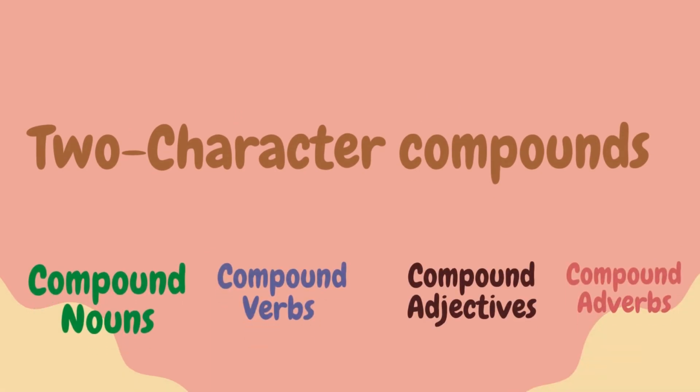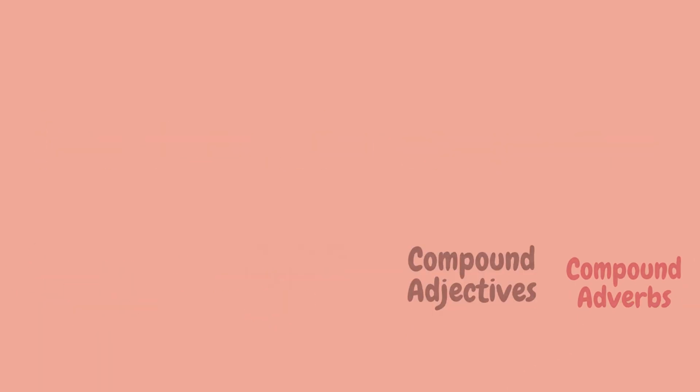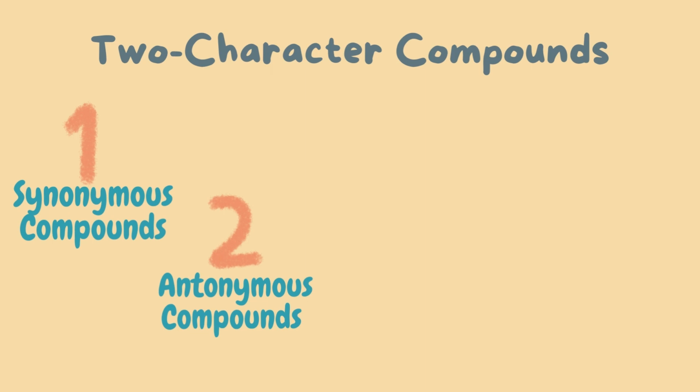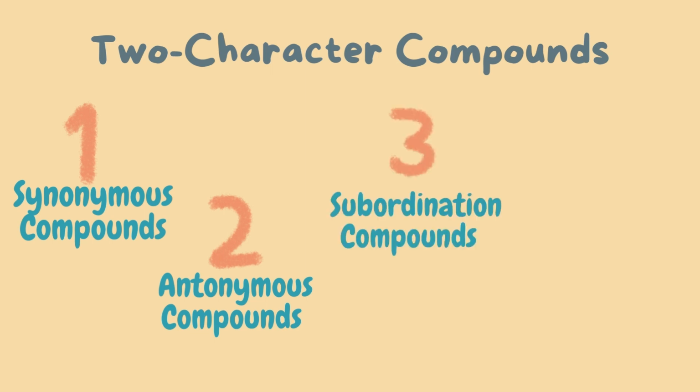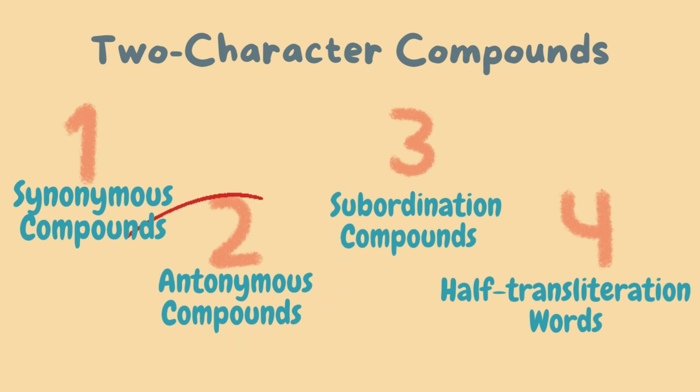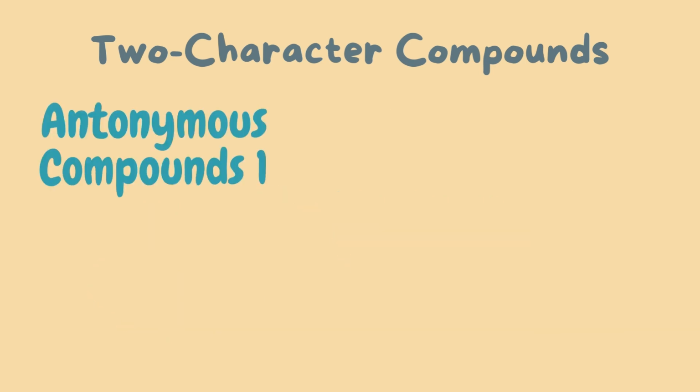Please leave a message if you find any and let me know. In this video, we mainly focus on the two-character compounds. In this 4-part video series, I'll go over 4 different types of two-character compounds: synonymous compounds, antonymous compounds, subordination compounds, and half transliteration words. In a previous video, we've talked about the first section, synonymous compounds. You can find the link in the description below this video. This video will go over the second section, antonymous compounds. The videos that follow in this series will go over sections 3 and 4.